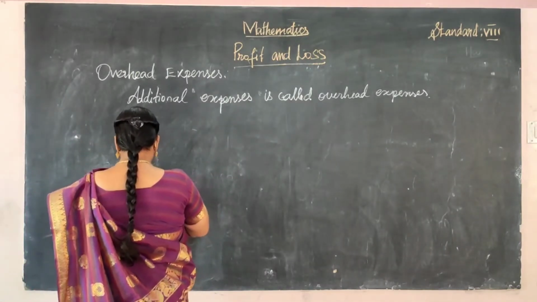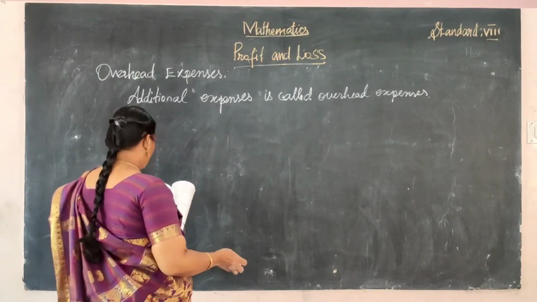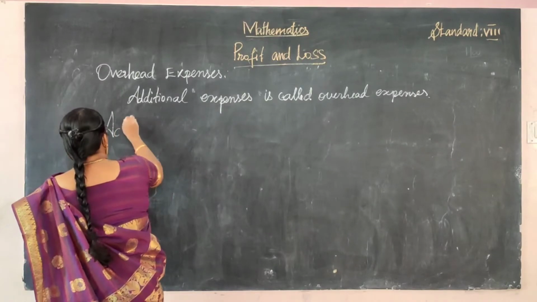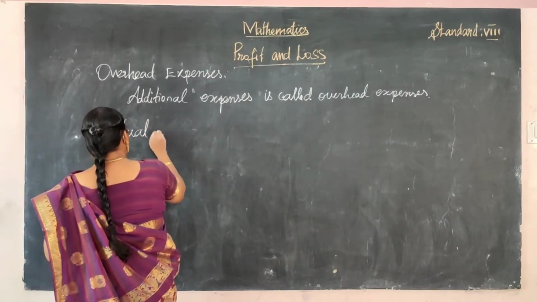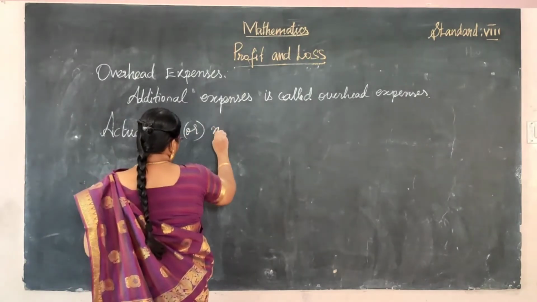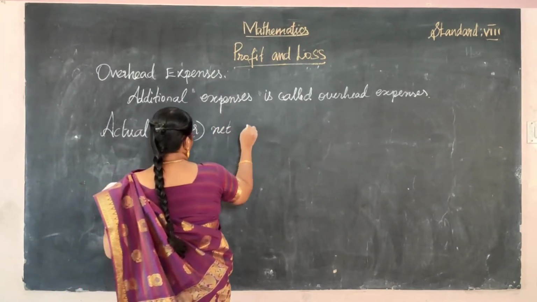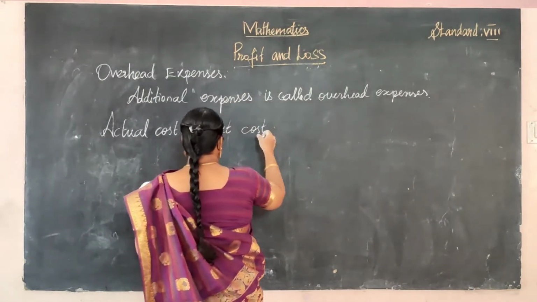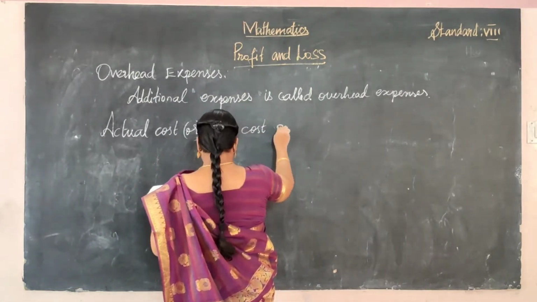Net cost price or actual cost. So what is the definition of actual cost? Actual cost or net cost. Net cost means net amount, or net price. Net cost price.